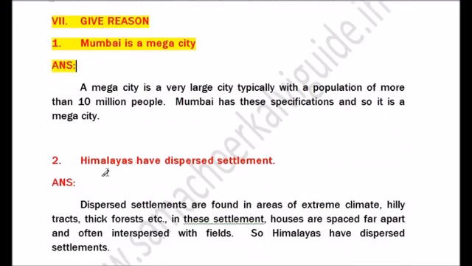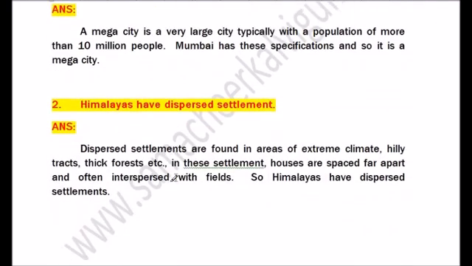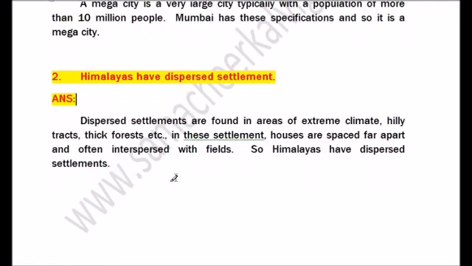Himalayas have dispersed settlement. Answer. Dispersed settlements are found in areas of extreme climate, hilly tracts, thick forest, etc. In these settlements, houses are spaced far apart and often interspersed with fields. So Himalayas have dispersed settlement.